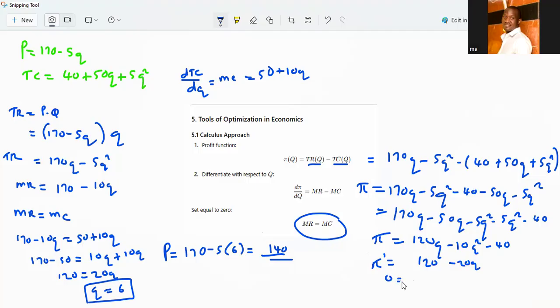So when you set it to zero, you're going to have 0 is equal to 120 minus 20Q. When this one goes this side, the 20Q will be in this part here. And here 120. We divide both sides by 20. Our Q will remain to be what? Remain 6, as we found here. And the price, we put it in the original price, we get 140. So this is how we maximize our profit. So this is maximization. Is that clear?